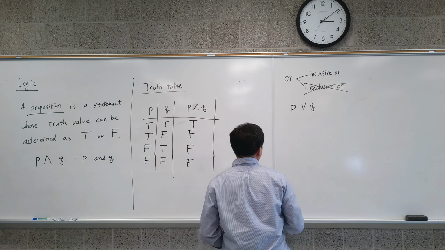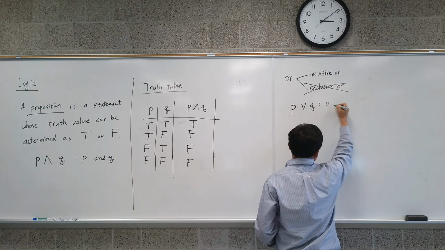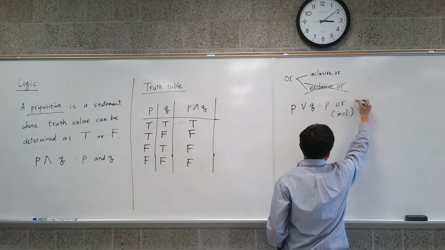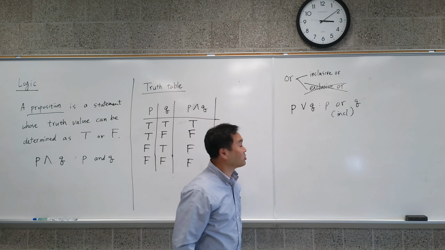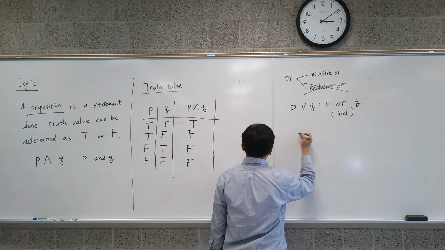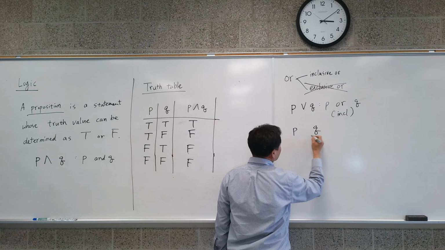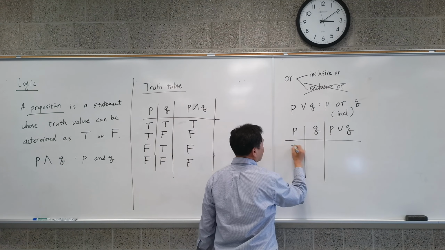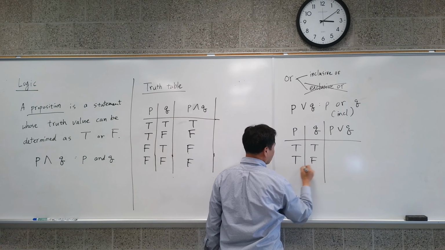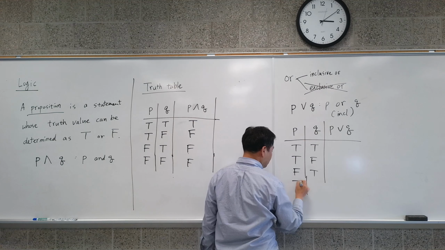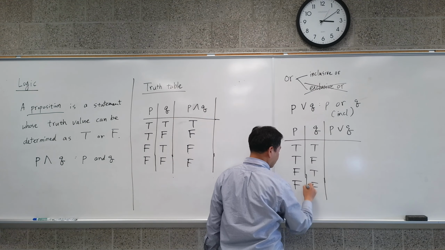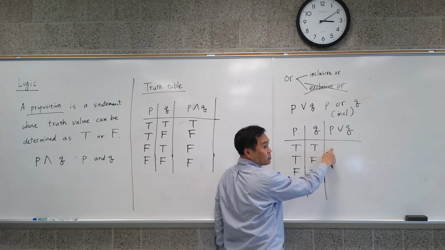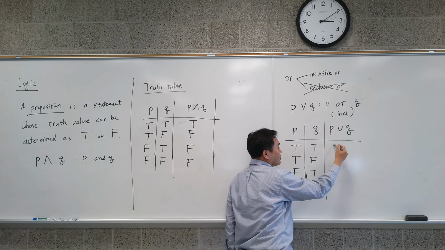All right. Since we just figured out that this symbol means inclusive P or Q, let's build the truth table for that. So P, Q, P or Q: true, true, true; true, false, true; false, true, true; false, false, false.